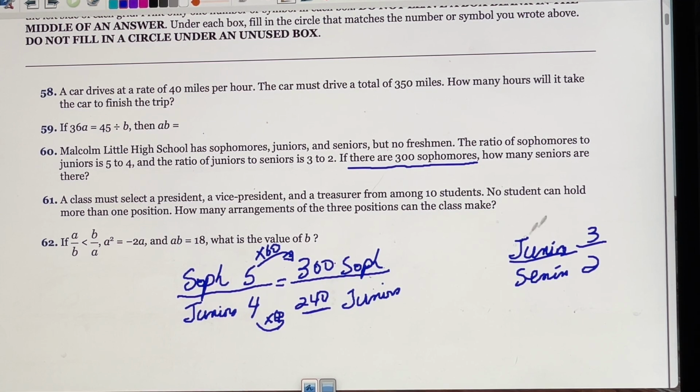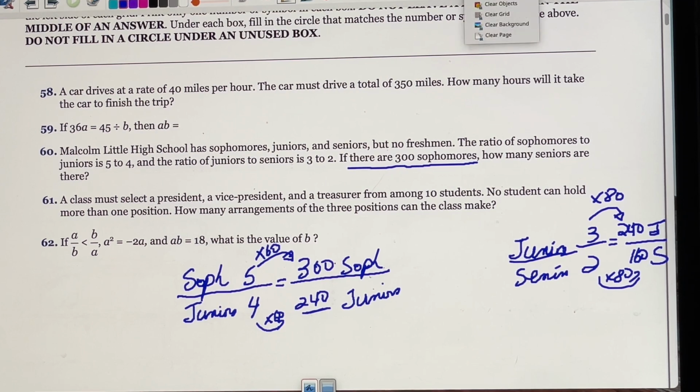How is that going to help me? Because now I can set up another proportion over here. I know that there are 240 juniors, so over here, this is juniors and this is seniors. I'm going to write 240, right? And again, find a relationship, that multiplier, it's times 80. And at the bottom would be times 80, which gives me 160. And that's the answer to number 60.